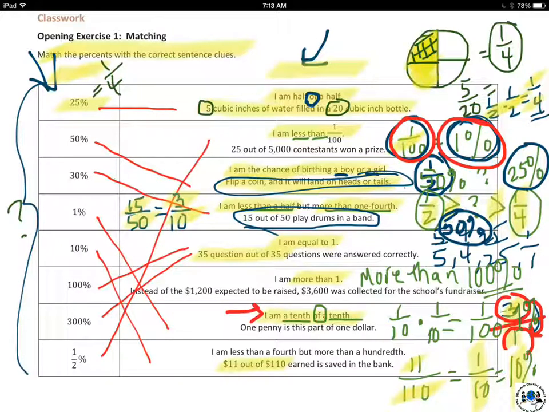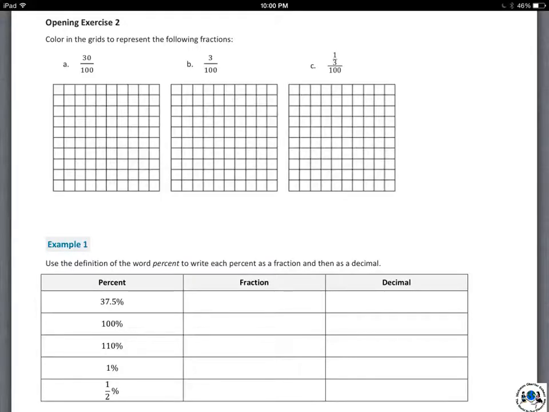So go over it again, find your perfect strategy, the one that'll work for you all the time when you are comparing decimals, fractions, and percentages. Okay, so next one here. It says color in the grids to represent the following fractions. So I'm going to have you do that. Don't complete that example 1 down there, but just do that opening exercise, and come on back when you're done.